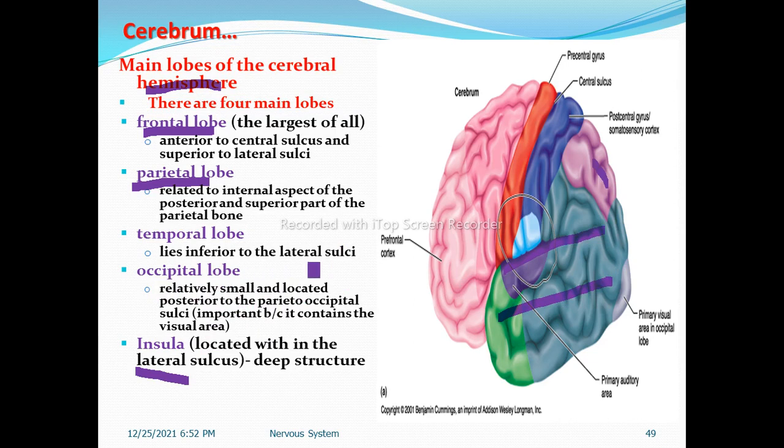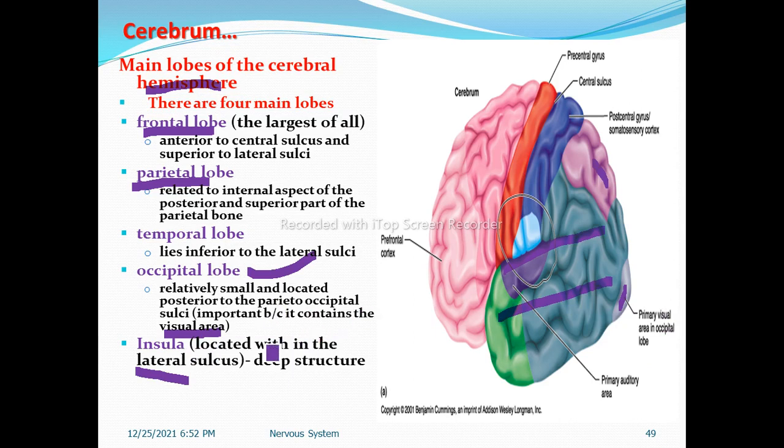The other is the occipital lobe. The occipital lobe is relatively small and located posterior to the parieto-occipital sulcus. It is important because it contains the visual area. By the way, the visual center is found on the occipital lobe. This is the occipital lobe. This area is the occipital lobe. So the primary visual area is found on the occipital lobe. So the vision side is found on the occipital lobe.